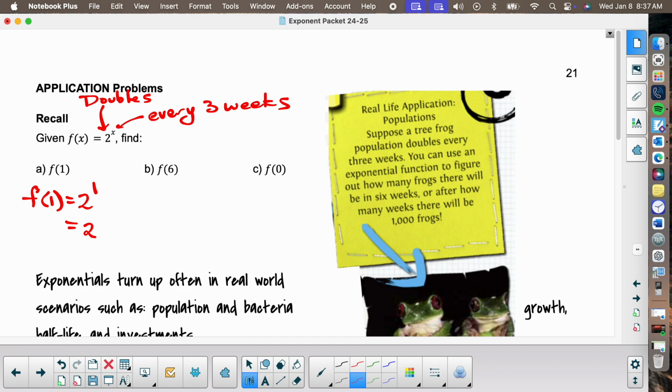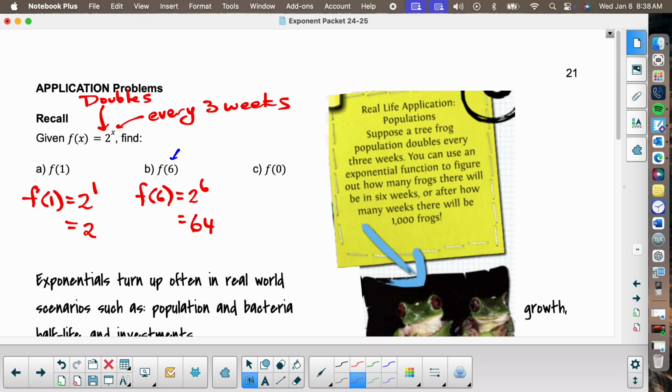F of 6. Sam, who's gonna answer this one? Five. Leon or Rosemary, one of you two? Okay. What does the 6 stand for here? While you're thinking of that, I'll try to think of what 2 to the 6 is. 2, 4, 8, 16, 32, 64. Yeah, 64.